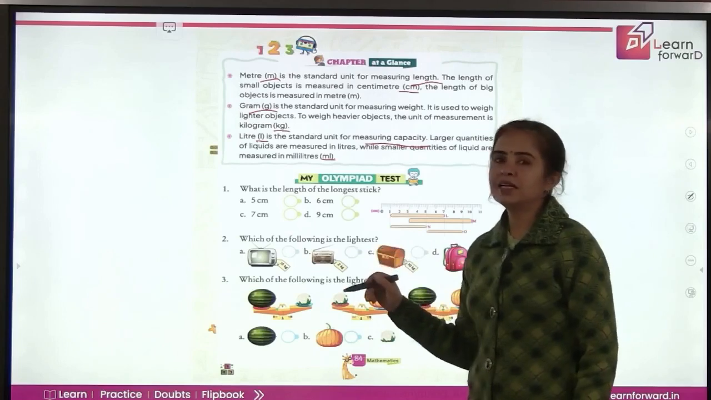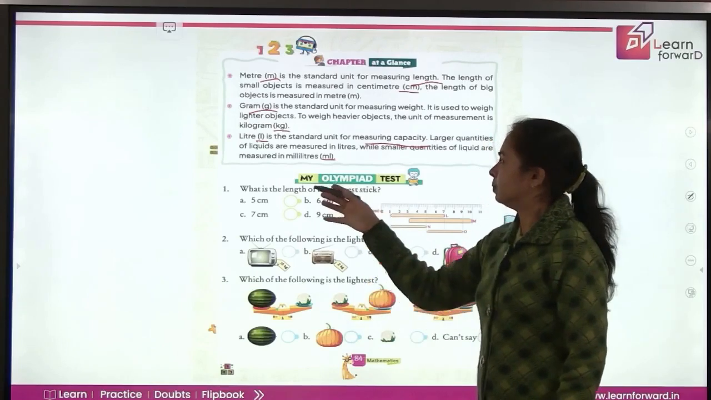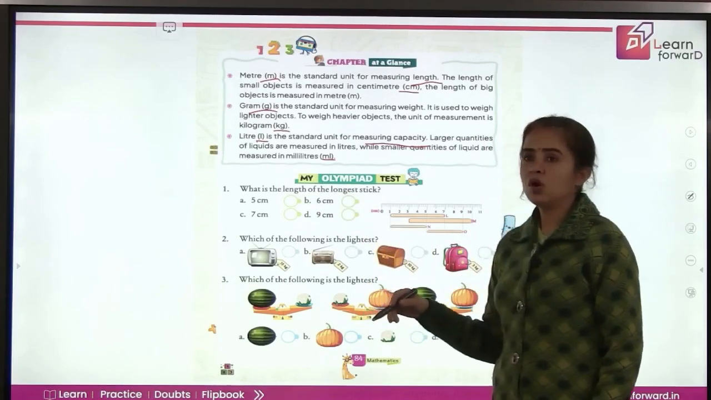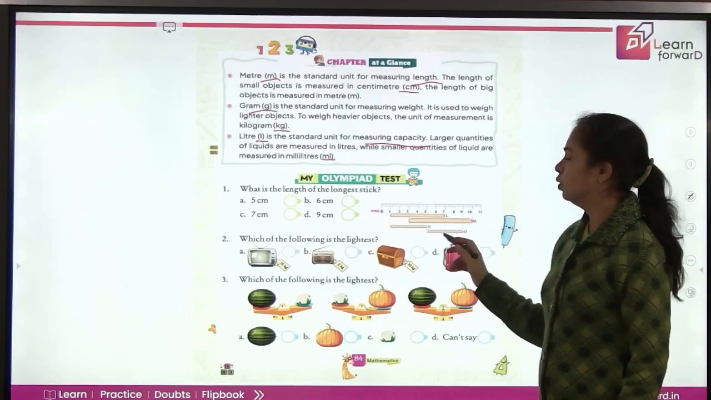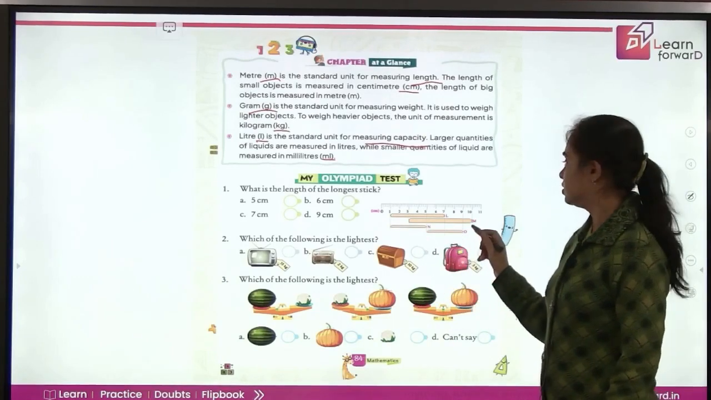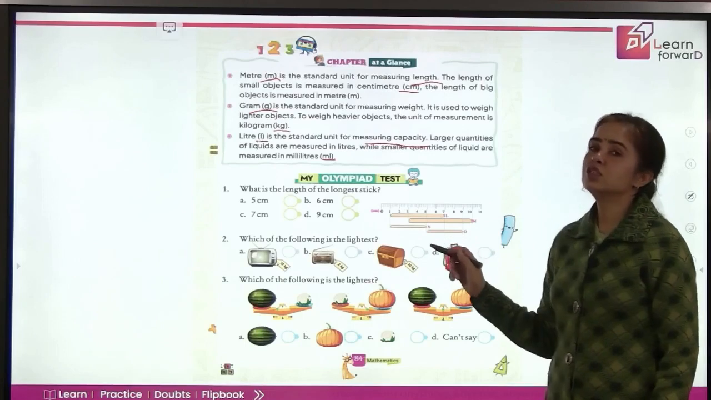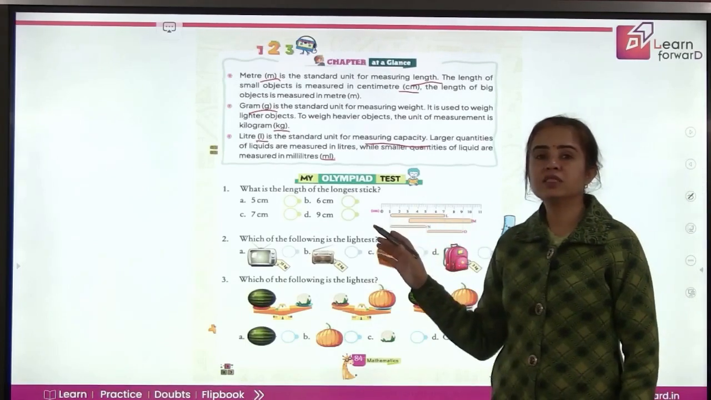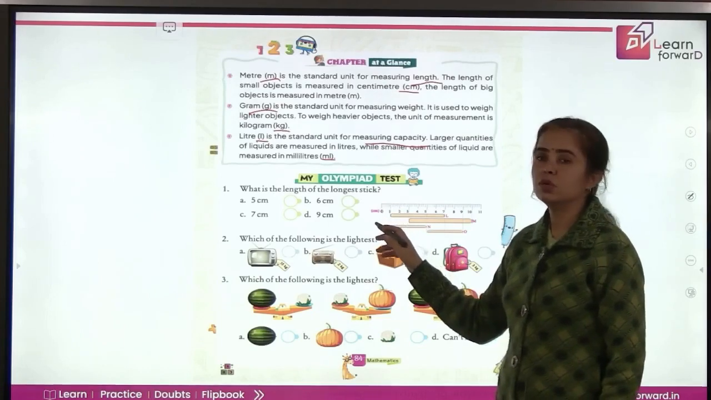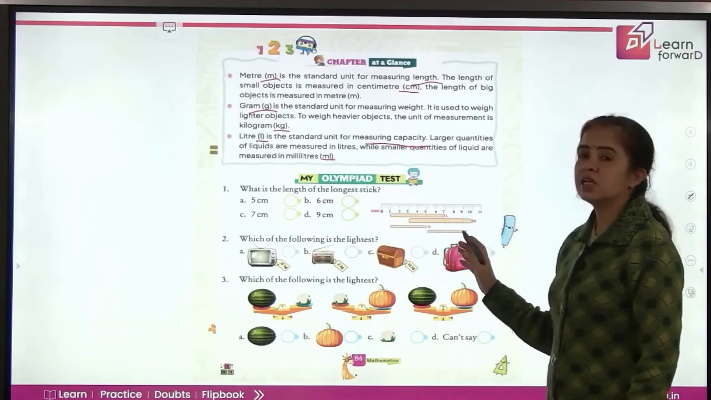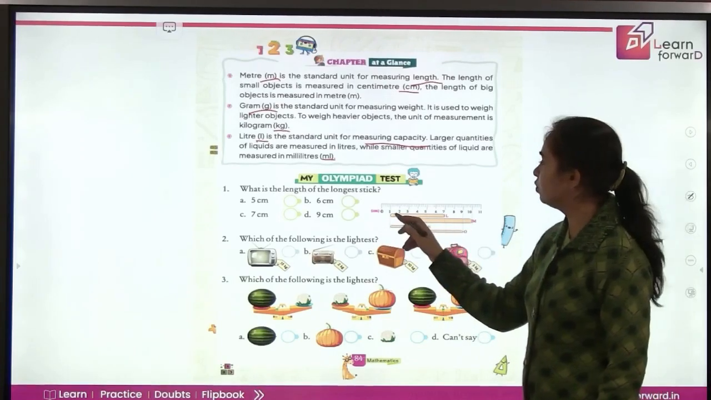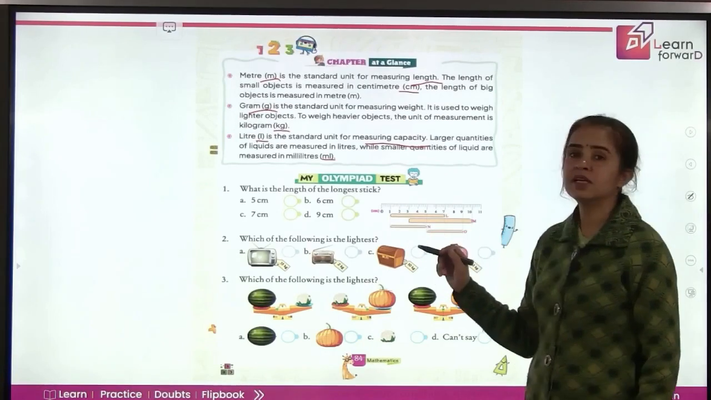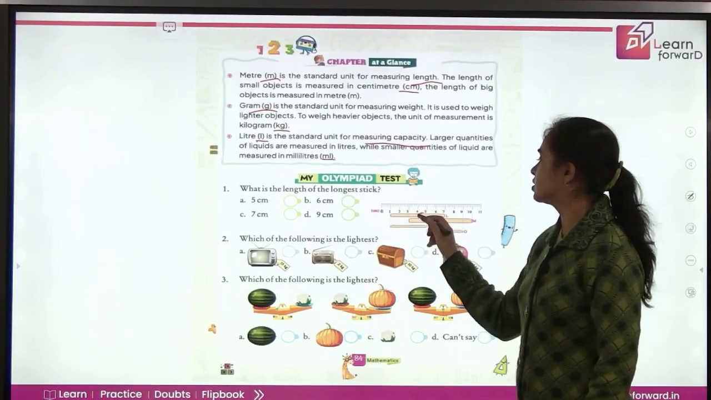My Olympiad test for my little champions. What is the length of the longest stick? So, what do you think? Is this the longest? First, you will have to find out the length of each stick. And see, whenever you measure the length, you should always start from 0. And none of these sticks are starting from 0. So, we'll have to see this starts from 1, stops at 7. That means it is 6 centimeters.